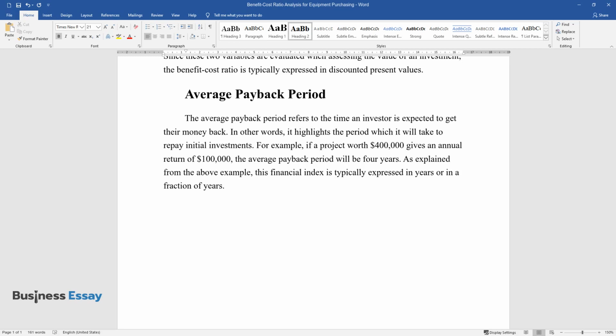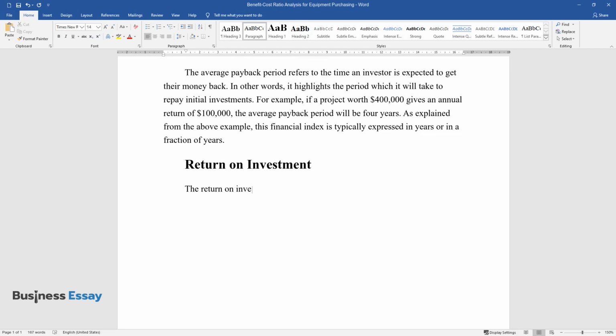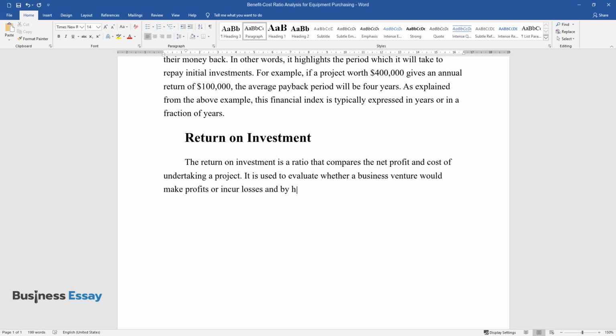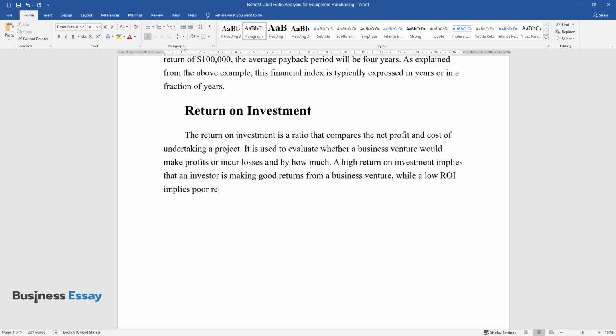Return on investment. The return on investment is a ratio that compares the net profit and cost of undertaking a project. It is used to evaluate whether a business venture would make profits or incur losses, and by how much. A high return on investment implies that an investor is making good returns from a business venture, while a low ROI implies poor returns on the same.